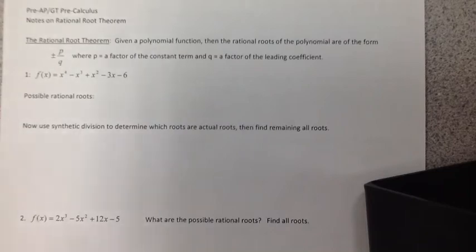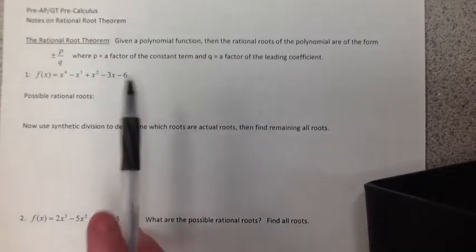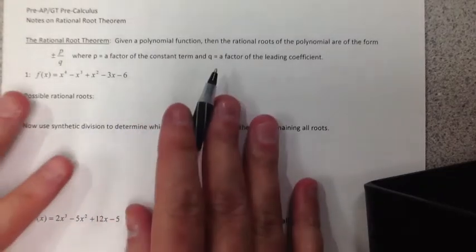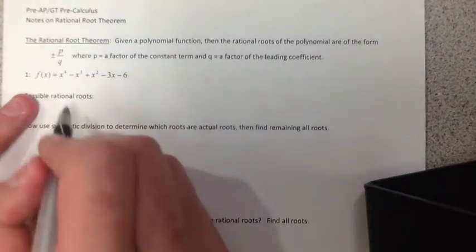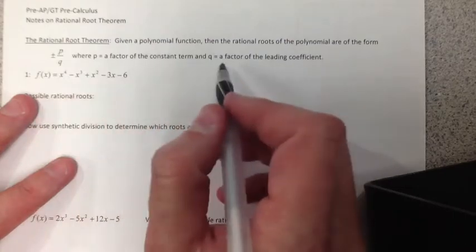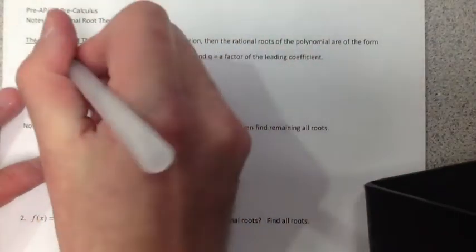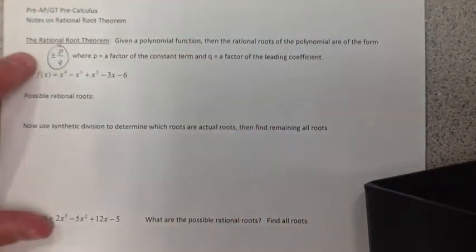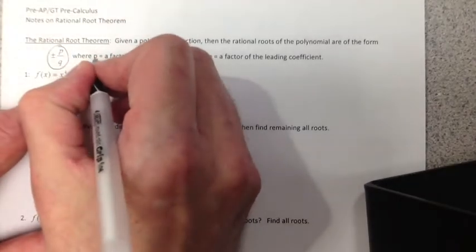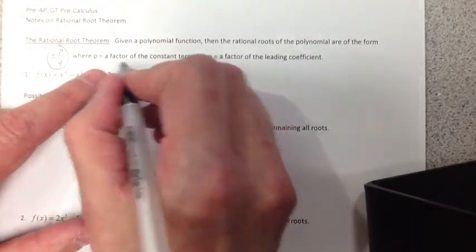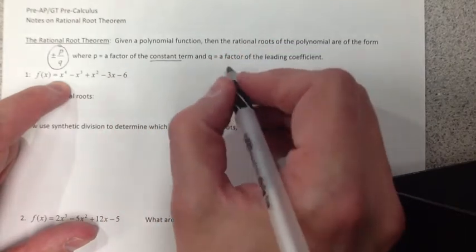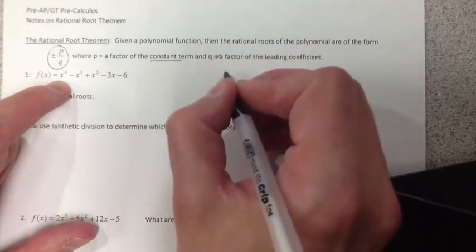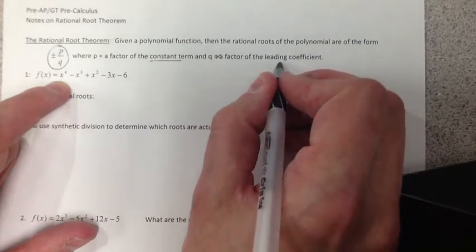Today we're going to be using the rational root theorem. This is a way that we can use to find all the zeros or roots of a polynomial. How the rational root theorem works is this: if there is a rational root, it's going to be in the form of plus or minus p over q, where p are the factors of the constant term, and q are the factors of the leading coefficient.